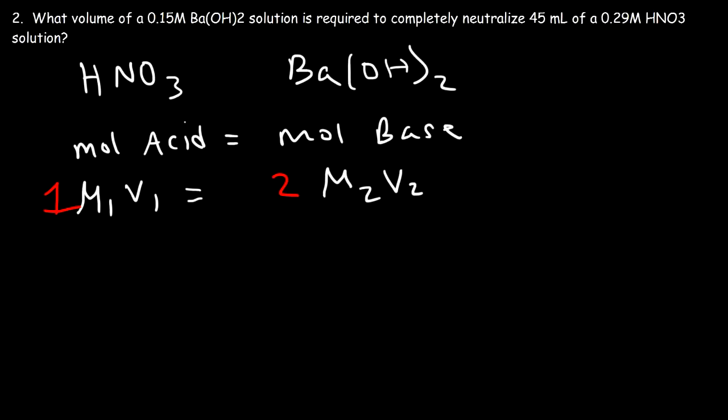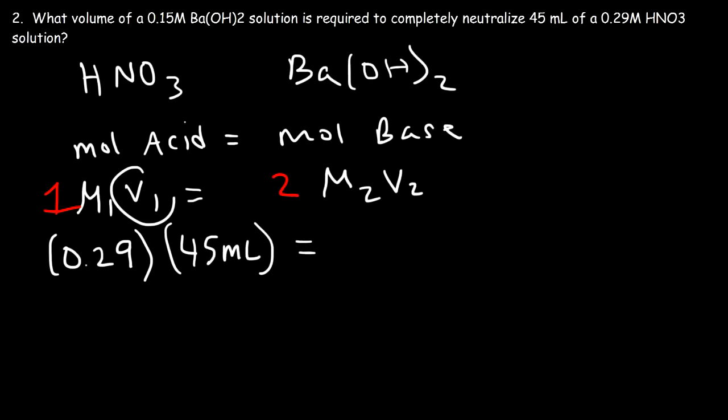Now let's go ahead and get the answer. For the acid, M1 is the concentration. It's 0.29. V1 is the volume, 45 milliliters. By the way, if V1 is in milliliters, V2 has to be in the same unit, milliliters. If V1 is in liters, V2 has to be in liters. The units have to match. Then we have a 2 in front. We have the molarity of the barium hydroxide solution. That's 0.15. All we need to find is V2.